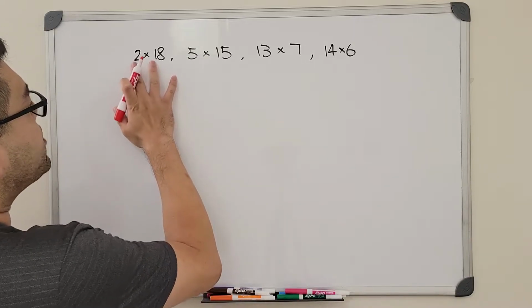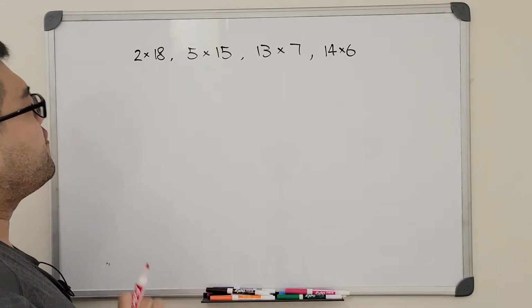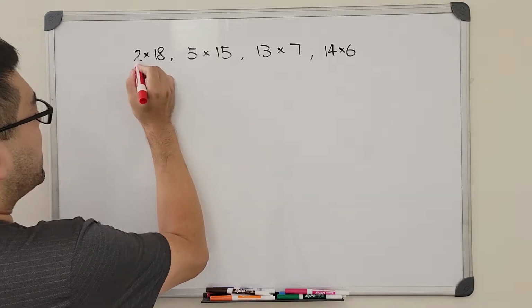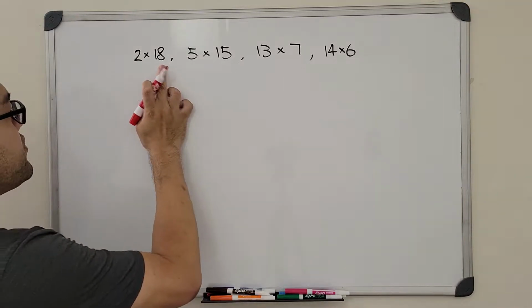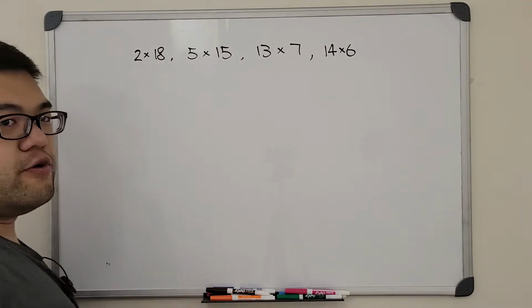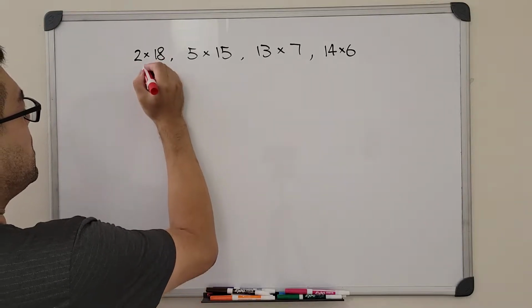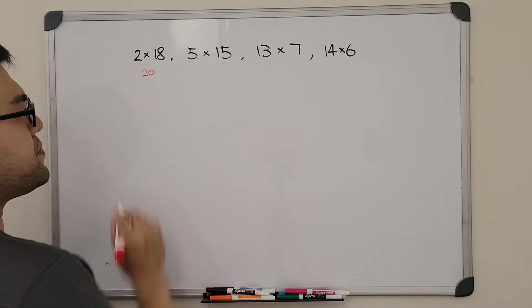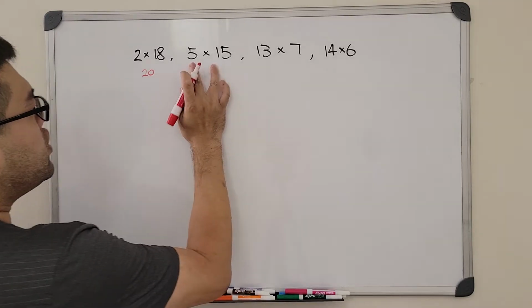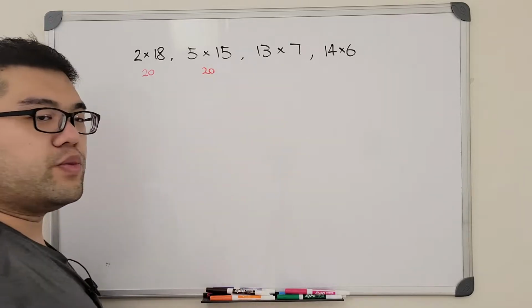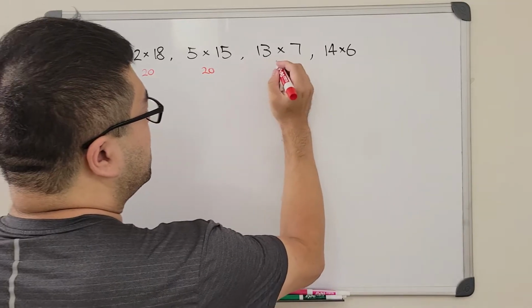But what if we try to add the 2 numbers instead of multiplying them? What do we get? Well, if we take the first number and add the 2 numbers that we're multiplying, we get 2 plus 18, which gives us 20. Similarly, we have 5 and 15 here. If we add them together, we also get 20. So on and so forth.